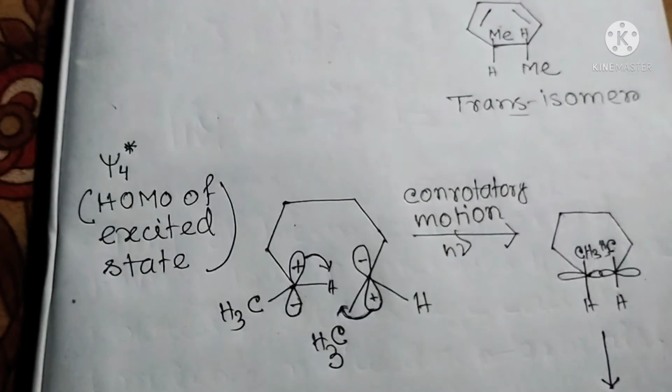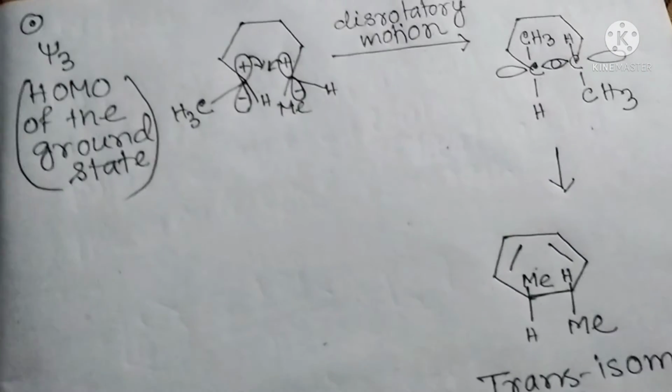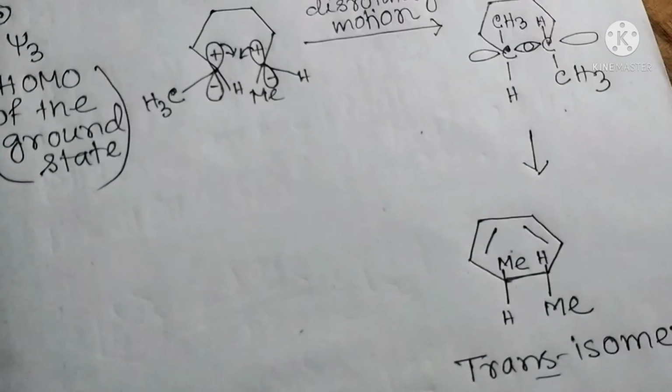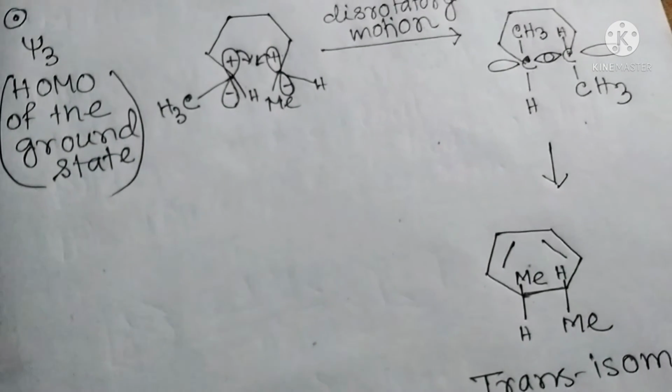So students, this is all about electrocyclic reaction. In the next class we shall study about cycloaddition reaction and sigmatropic reaction and cheletropic reaction.